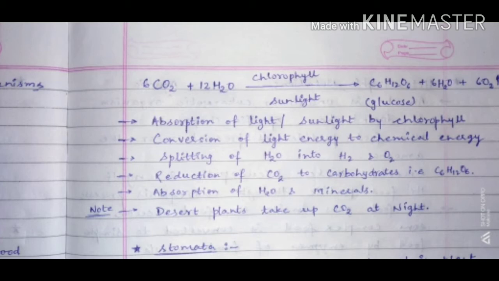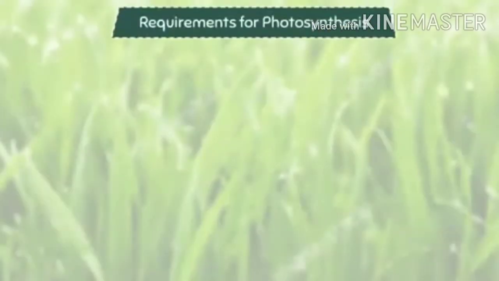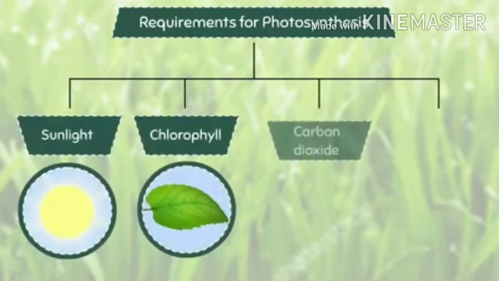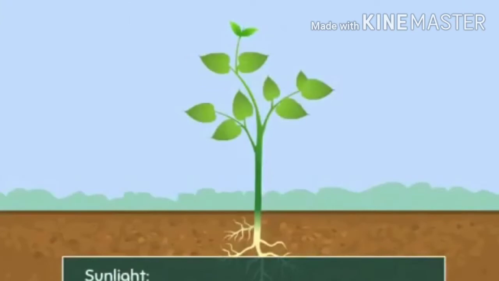And what kind of events take place during this process? First one, the absorption of sunlight by the chlorophyll. Apart from that, the light energy is converted into chemical energy, and water gets split into hydrogen and oxygen, and then carbon dioxide gets reduced into carbohydrate, that is glucose. And apart from that, the plant absorbs water and minerals through the root.